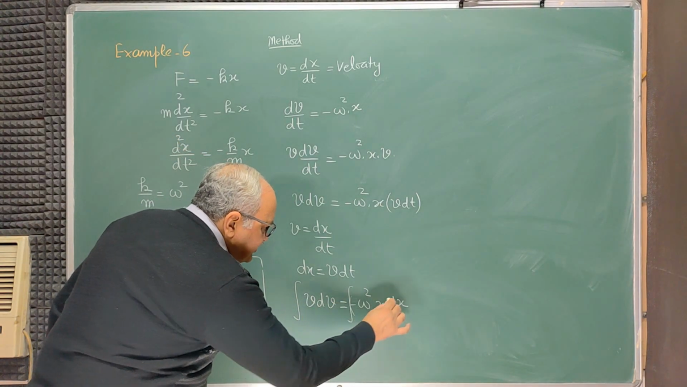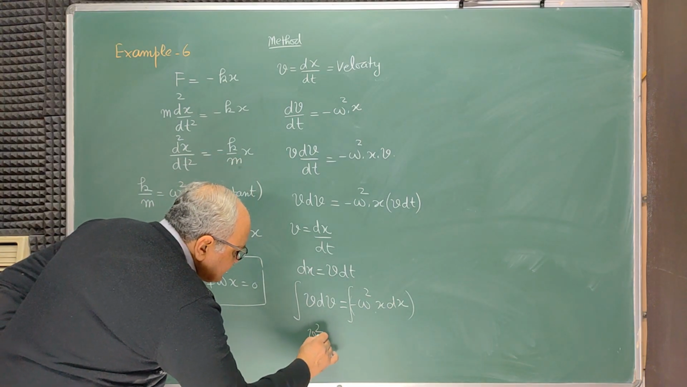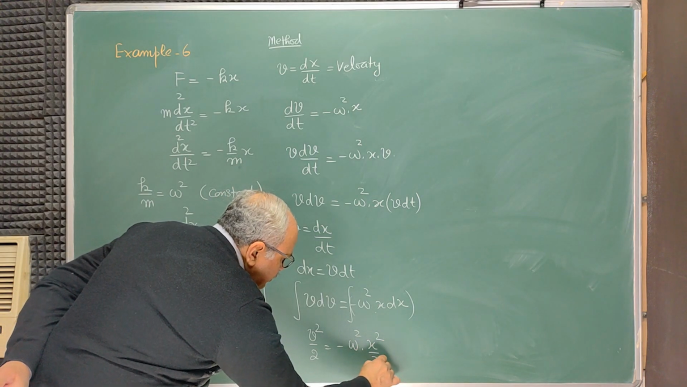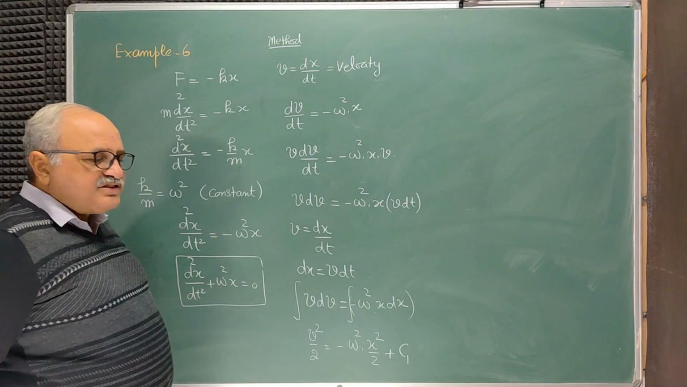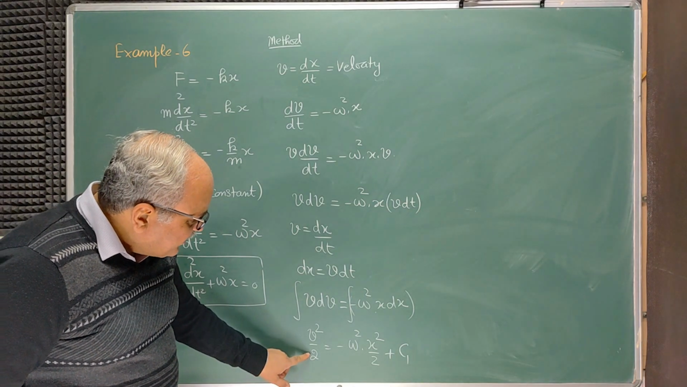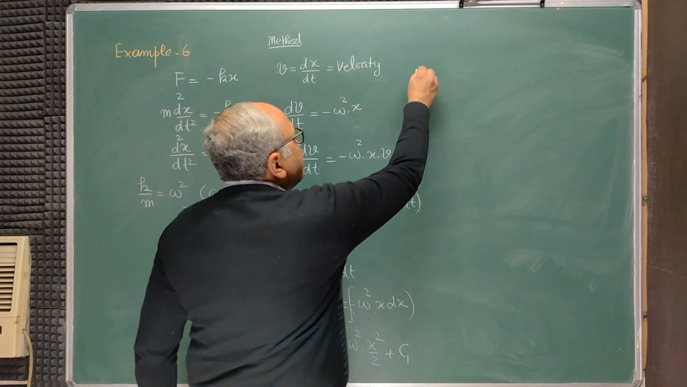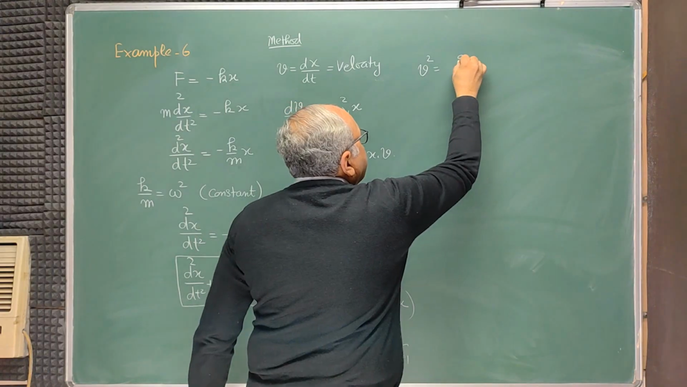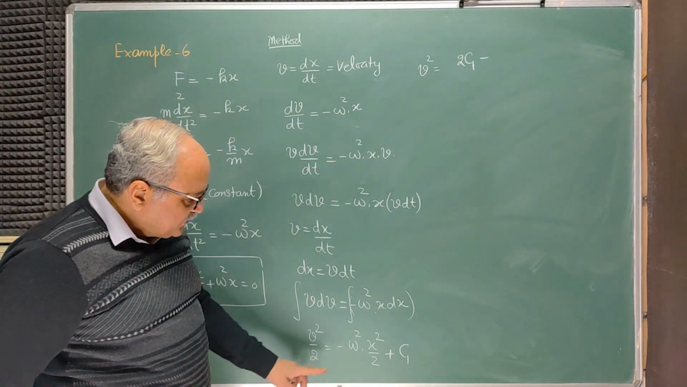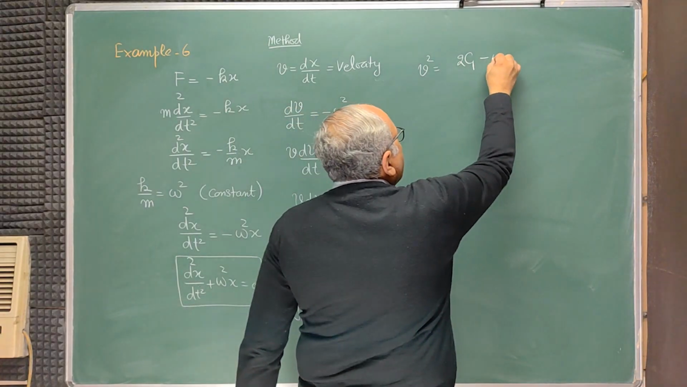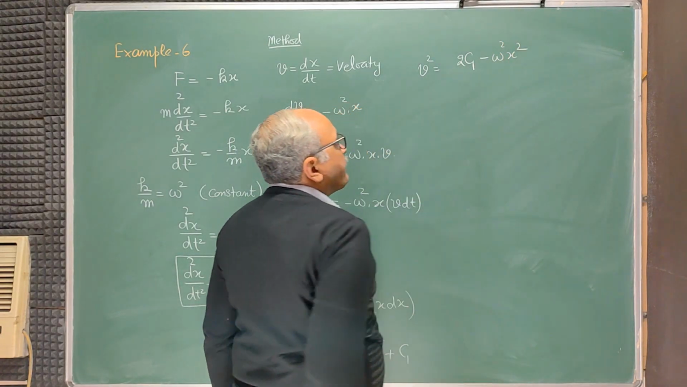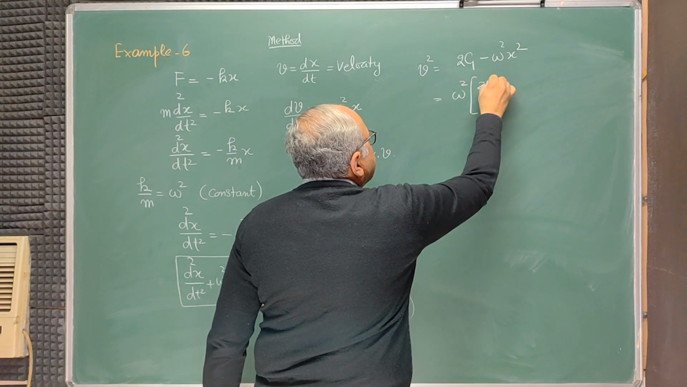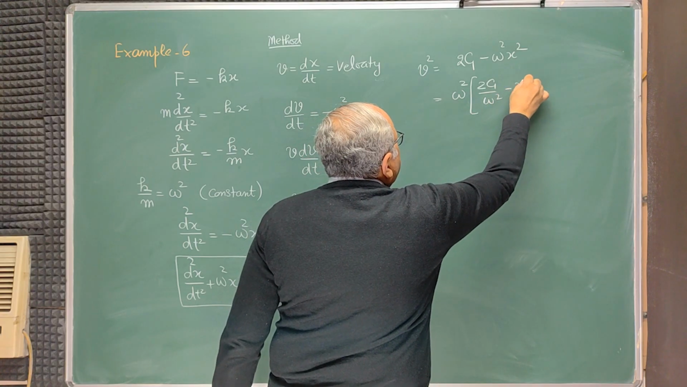Integrating it on both sides, this will give me v square by 2 equals minus omega square x square by 2 plus a constant, let me call this c1. Now multiplying by 2 on both sides and readjusting, it will give me v square is equal to twice c1 minus omega square x square. What I am doing is taking omega square common. This is omega square times 2c1 divided by omega square minus x square.